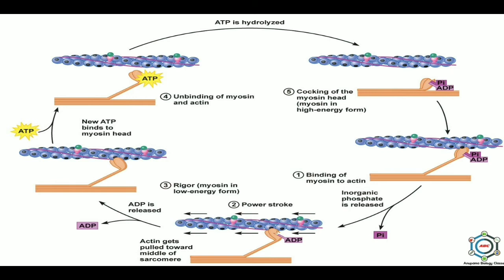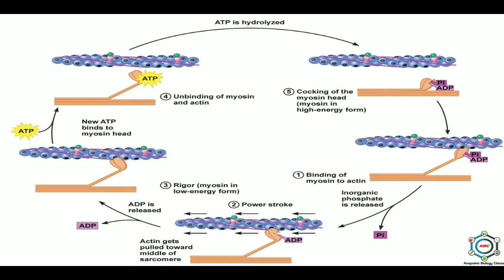After that comes the power stroke, and the myosin is in the lower energy form. This is after the energized myosin head joins an active site on the actin filament, forming a cross bridge. Then the myosin head releases ADP and relaxes in the low energy state. This relaxation bends the head to its original position, pulling the actin myofilaments toward the center of the sarcomere. After that, the head detaches from the actin filament when new ATP binds to it.